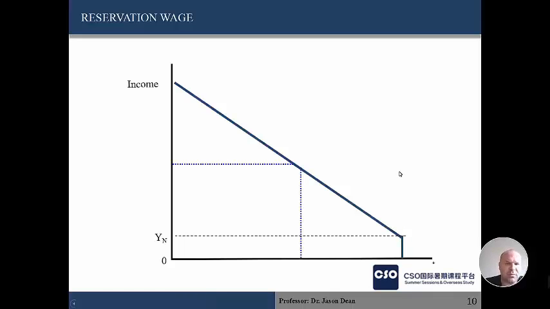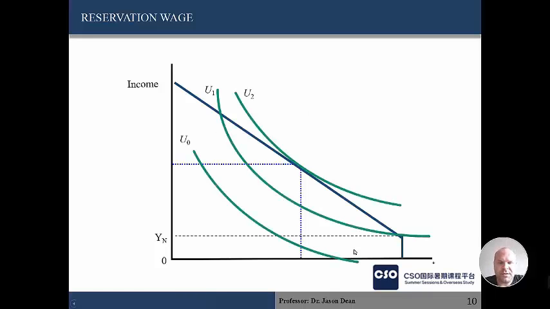Now let's talk about what the reservation wage is. You can think of it as a sort of threshold. If an individual can get more than their reservation wage, they will decide to work. So the reservation wage is a person's minimum amount that they would need to work.